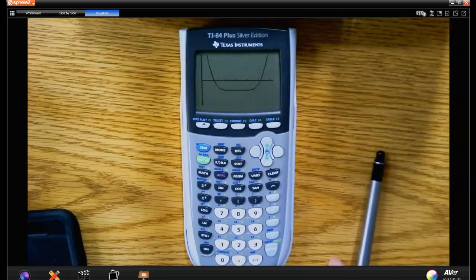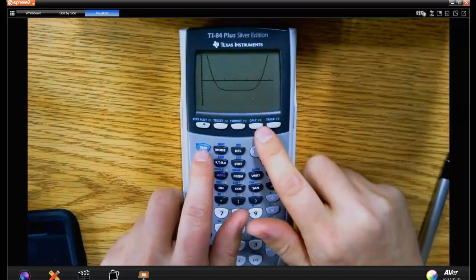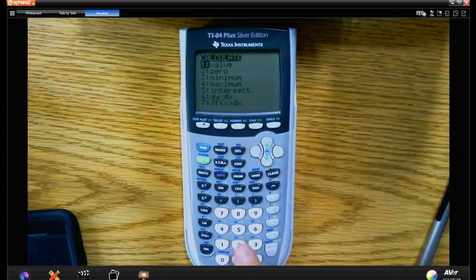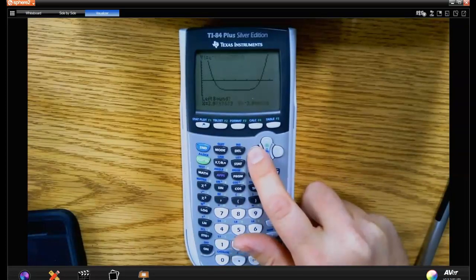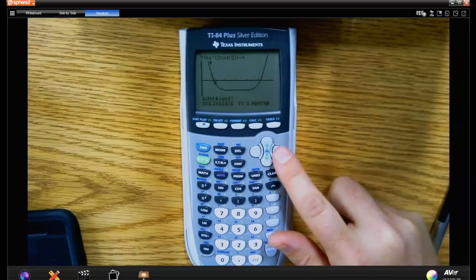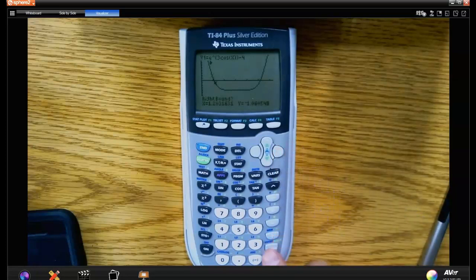Well, you're going to push the following key sequences. You're going to do second, calc, and then it's going to be number 2 for 0. Now after you do that, you're going to scroll your cursor until it's to the left of the root that you want, push enter, and then you scroll again until it's to the right of the x-intercept and push enter. And now your calculator knows to look between those two x values, between the left and right points that you picked. And you push enter one more time, and it tells you where it touches the x-axis, which is 1.090.